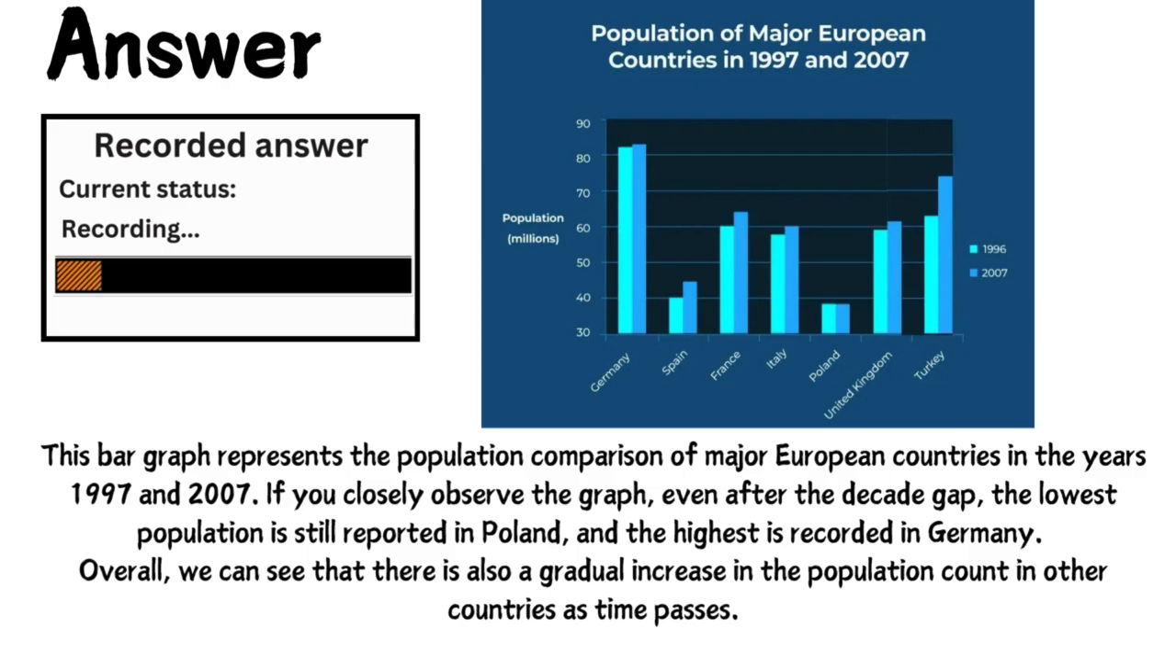This bar graph represents the population comparison of major European countries in the years 1997 and 2007. If you closely observe the graph, even after the decade gap, the lowest population is still reported in Poland, and the highest is recorded in Germany. Overall, we can see that there is also a gradual increase in the population count in other countries as time passes.